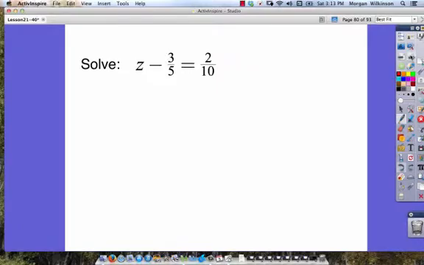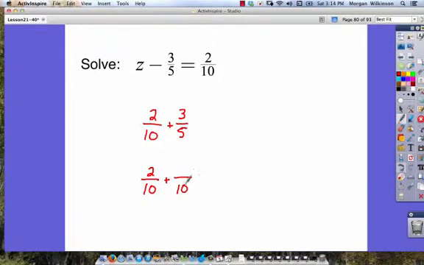z minus 3/5 is equal to 2/10. Again, this is a hard problem because we have fractions, we have different denominators. So one way to solve will be to say, well, the opposite or inverse of subtraction is addition. So I'm going to have to add 3/5 to 2/10. 2/10 plus 3/5 will give us our answer. Well, the least common multiple of 10 and 5 is 10. So we're going to rewrite it as 2/10 plus something out of 10.